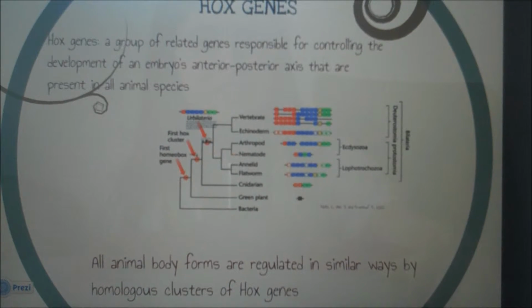They are a group of related genes responsible for controlling the development of an embryo's anterior-posterior axis, and they are present in all animal species. All animal body forms are regulated in similar ways by homologous clusters of Hox genes.